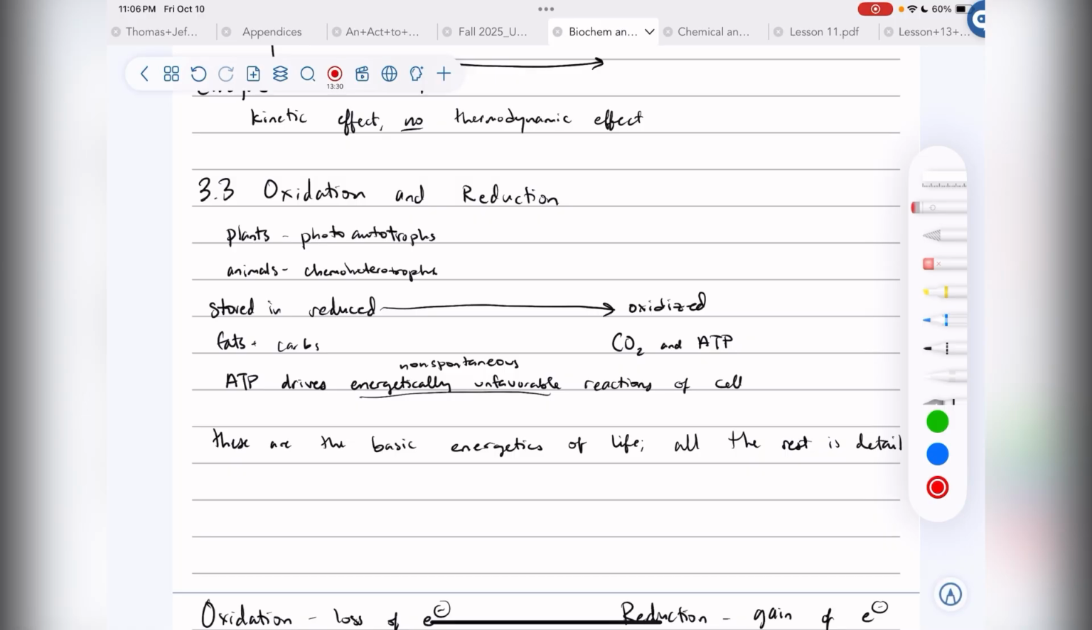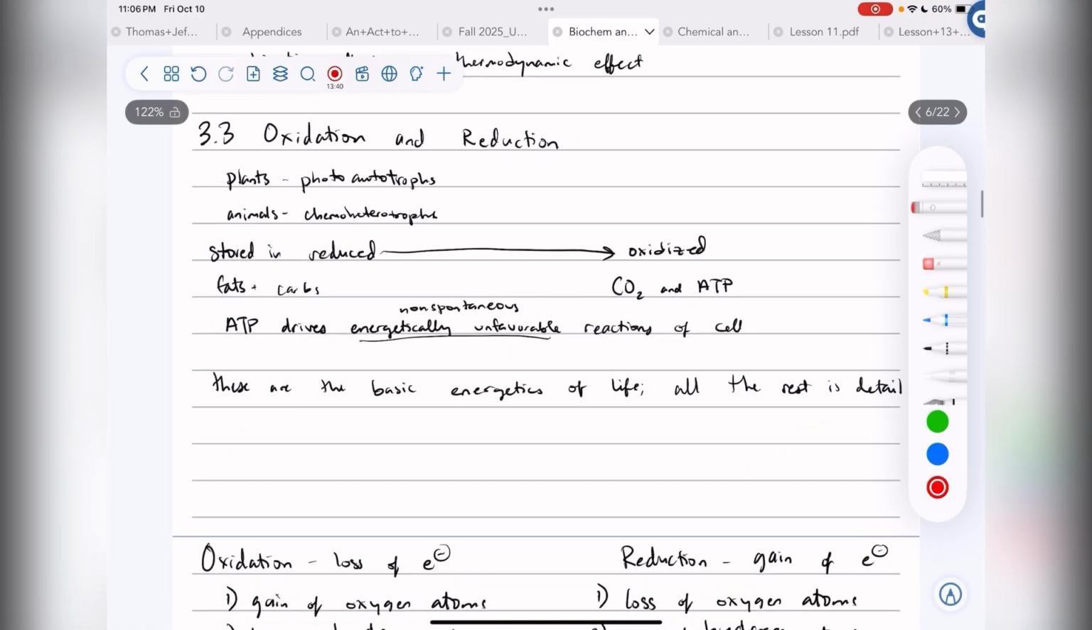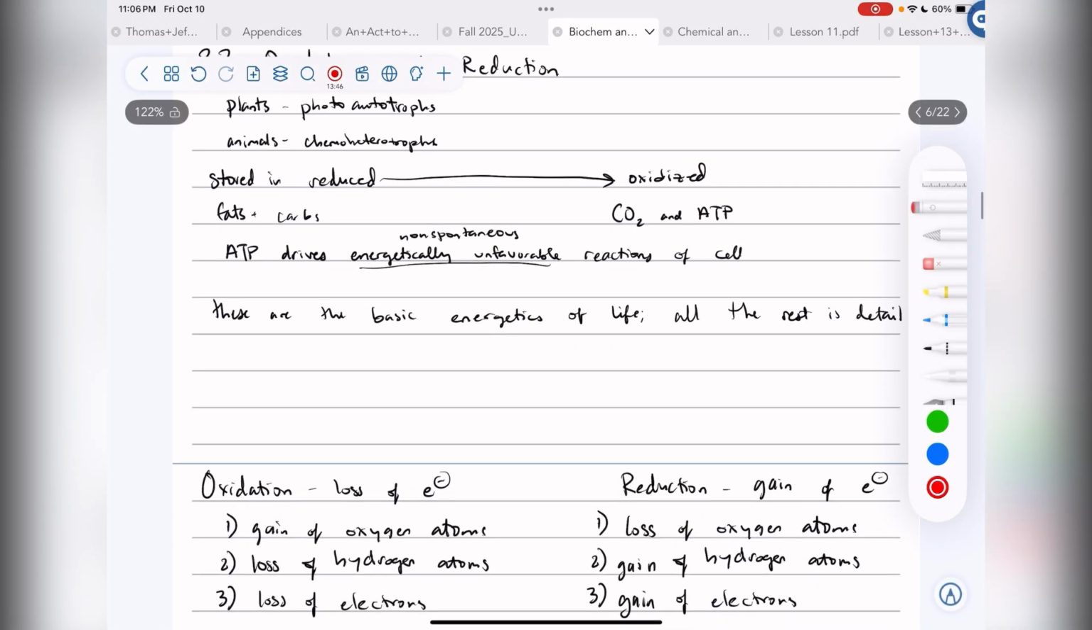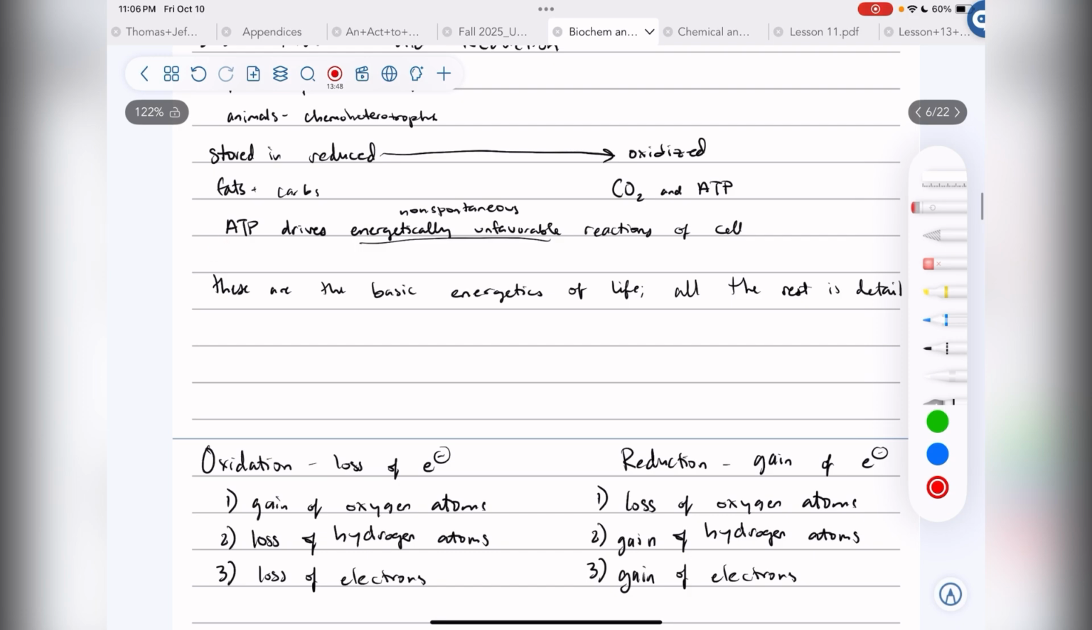The energy is stored in the reduced form, right? Reduced is when it gains electrons, so that's the energy stored, and then when it oxidizes, that goes into the oxidized form, like carbon dioxide and then ATP. And it says ATP drives energetically unfavorable reactions of the cell.